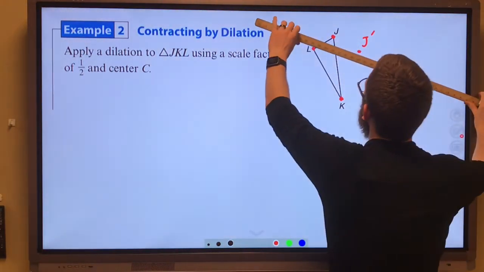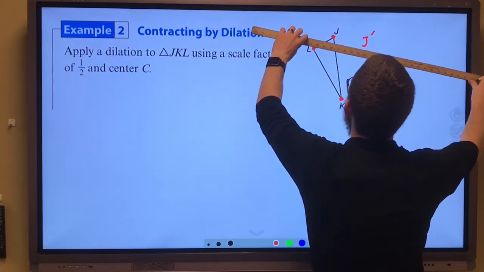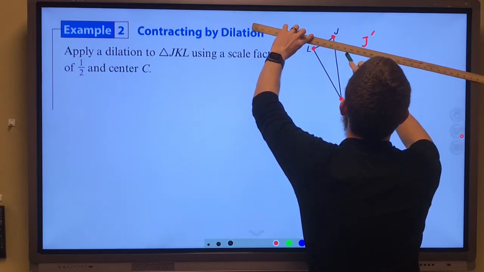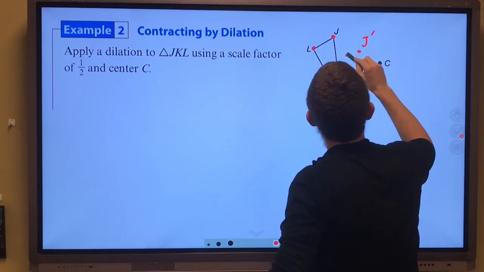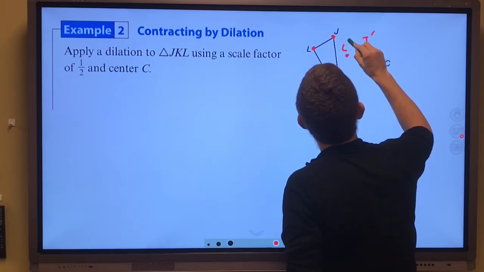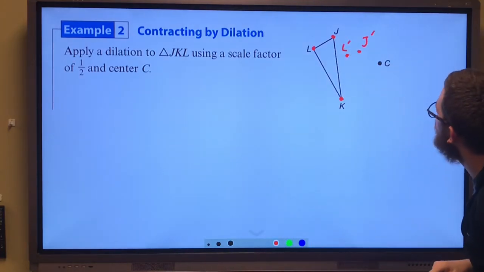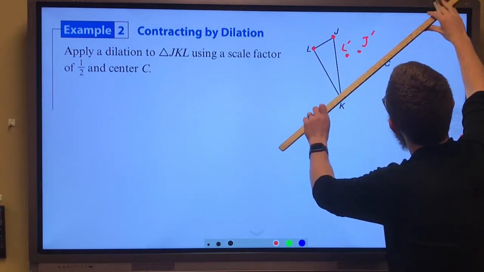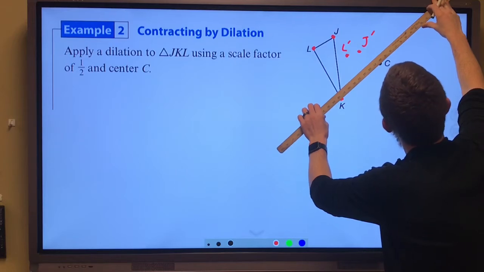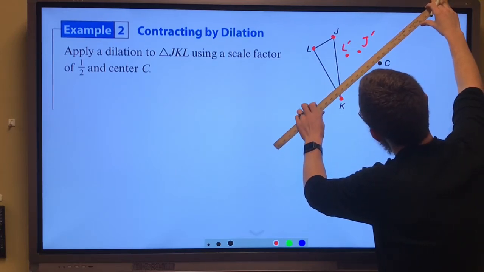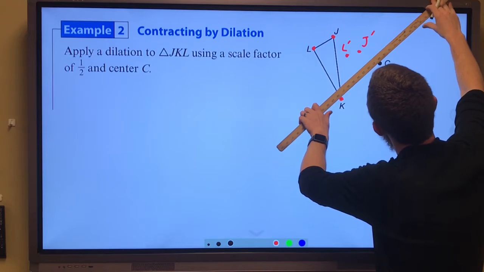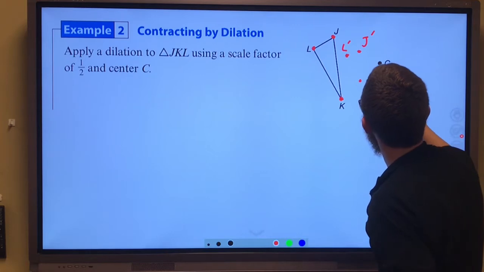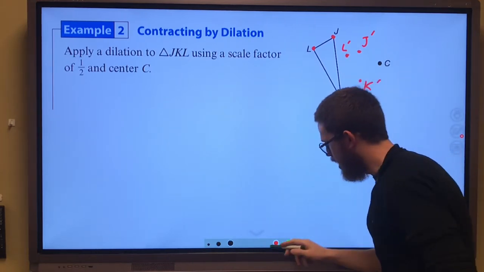Very similar for L. I'm going to measure the distance between L and C, which is about 10. Cut that in half. 5 units from C is my new L. And finally, from C to K, I stay in inches. It's about 7.5. Half of 7.5 is 3.75. If I go 3.75 away, I get my K prime.